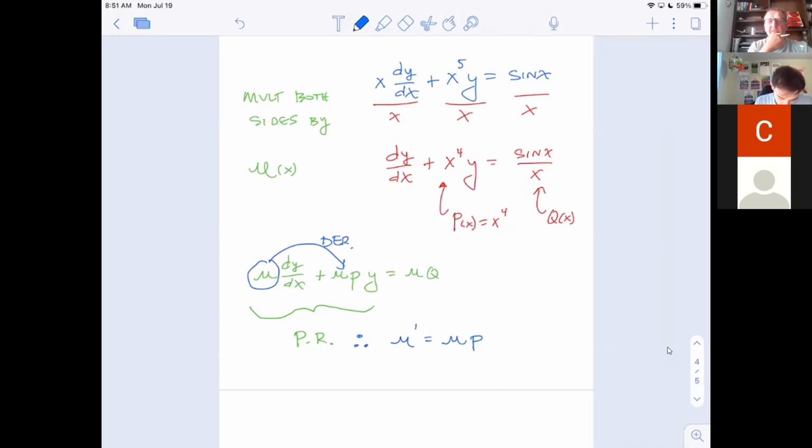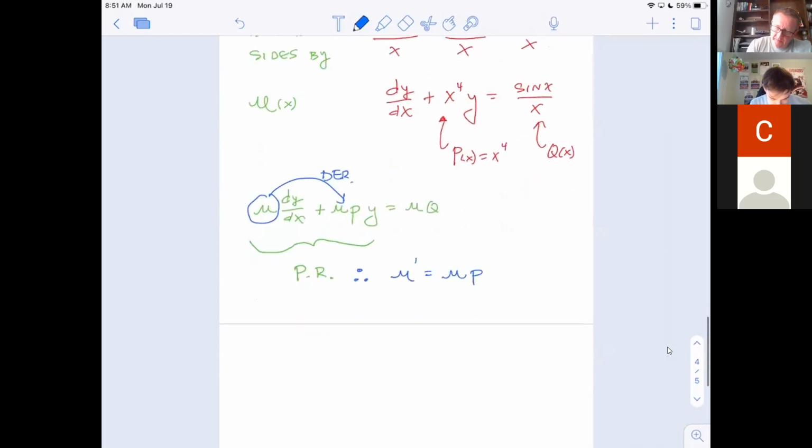Again, would you agree with me? It's like, yeah, not helpful. This is not helping. Well, now you have another differential equation to solve. But the point is, this is a solvable differential equation.